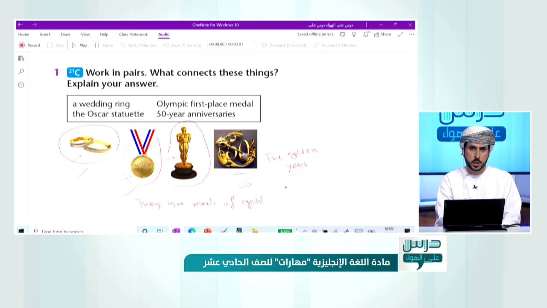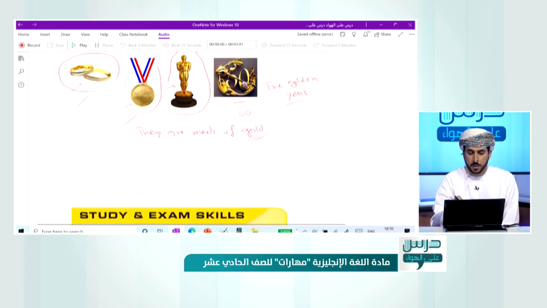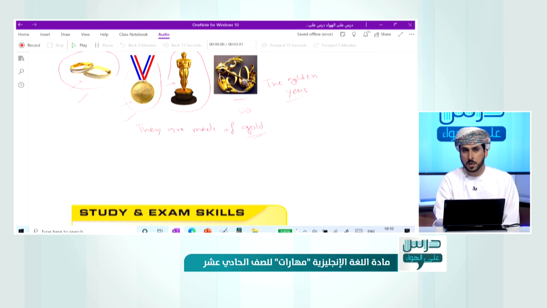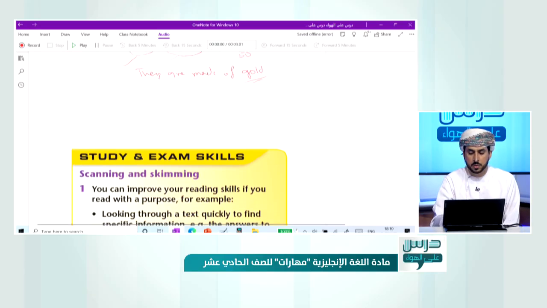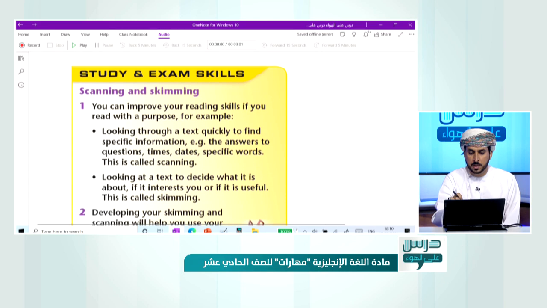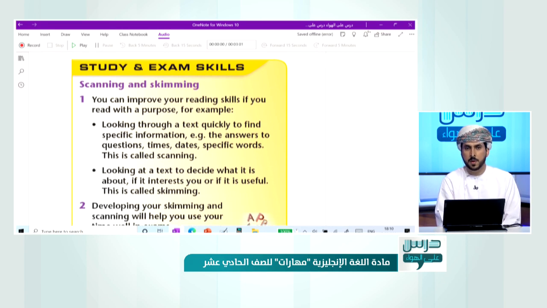So this is the relationship between these 4 words. So we can guess here that we are going to read a text about gold. And I think that you are going to have interesting information about gold, and maybe it's your first time to read such information. So I want you to read carefully and try to understand the text very well, because we have several questions that will follow.